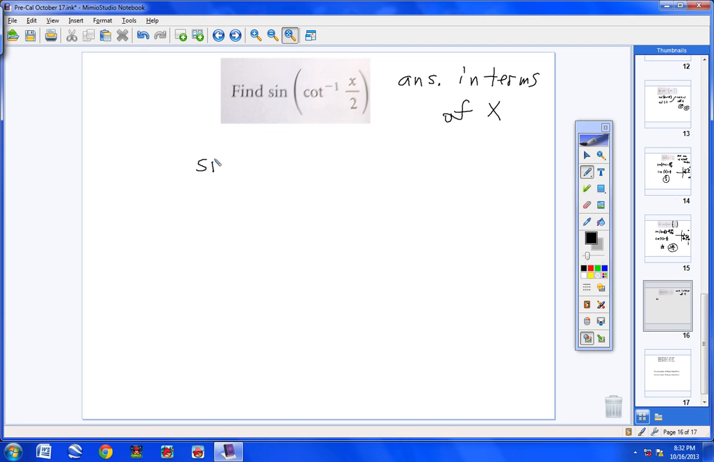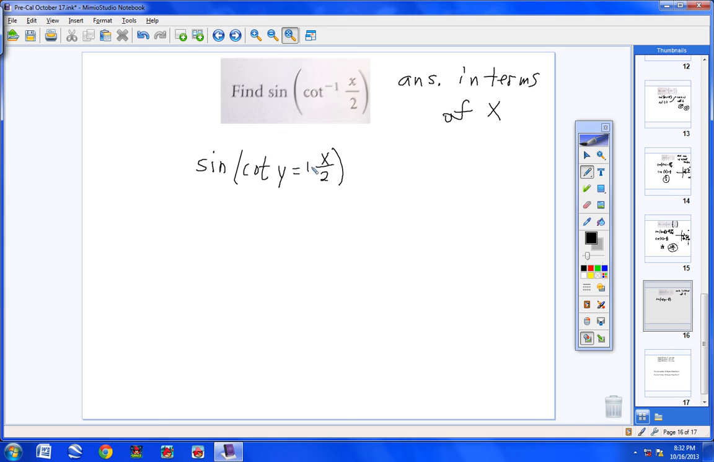All right. Sine, and then parentheses, and then we rewrite our inverse as cotangent of some angle equals, I better use y because we have an x already. Do you see that right here? So do not use x. Normally we do, but not if there's an x already. So cotangent of angle y equals x over 2.